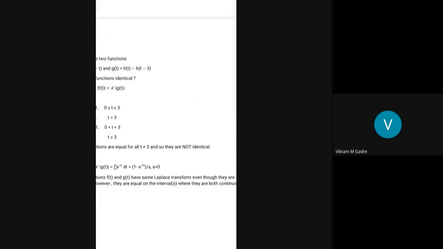But see here, what is h(t)? That is not clear. It could be some transfer function. We have to define h(t) also. Otherwise, how would you in general say that f(t) is equal to 1 for 0 to 3? This can be some function of t, and this is a reverse shifted function.